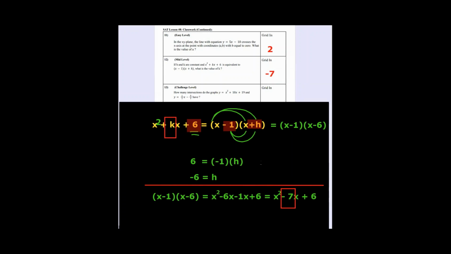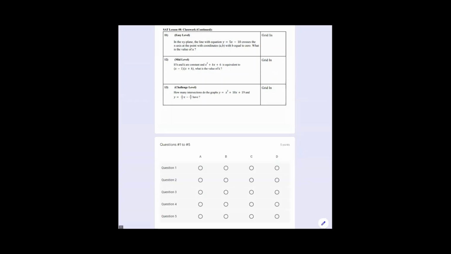For question number 13, it says, how many intersections do the graphs x squared plus 10x plus 19 and y equals a half x minus 9 over 2 have in common? The fastest way to do this is to use the graphing calculator. We have a quadratic and linear system. The first equation is a quadratic, and the second equation is a straight line.